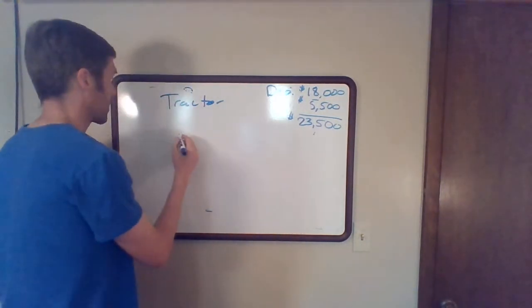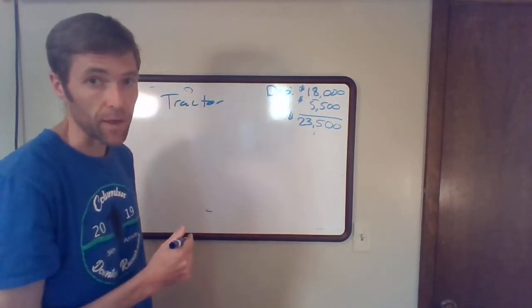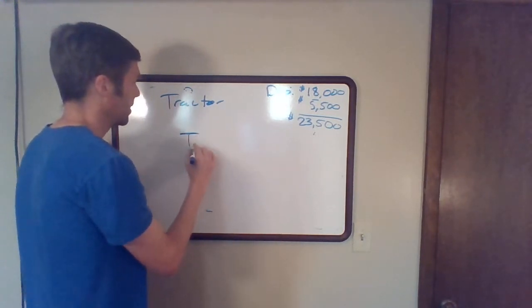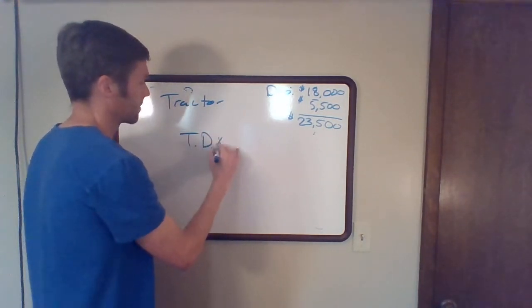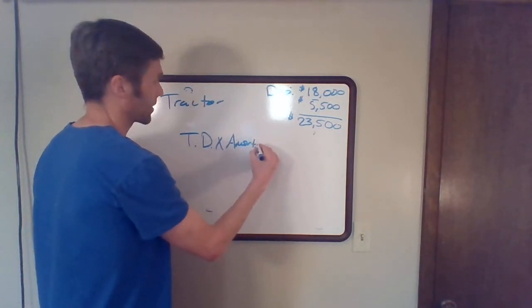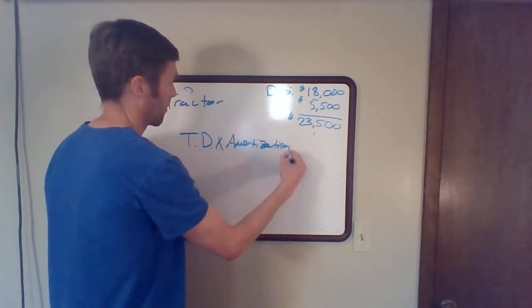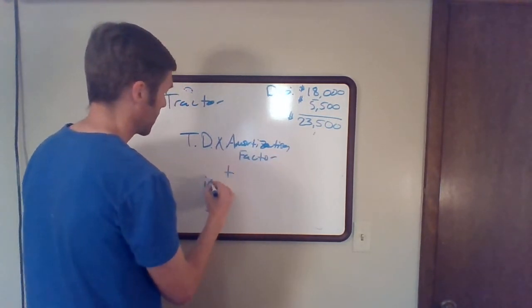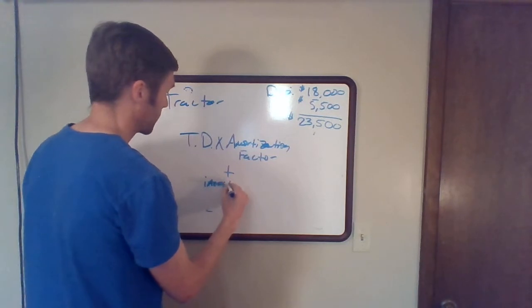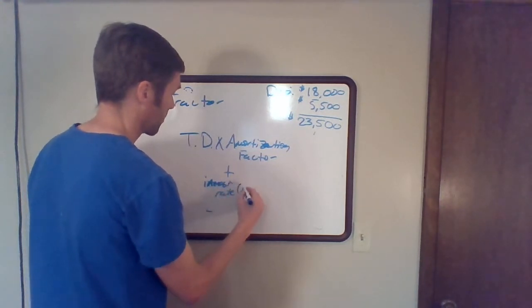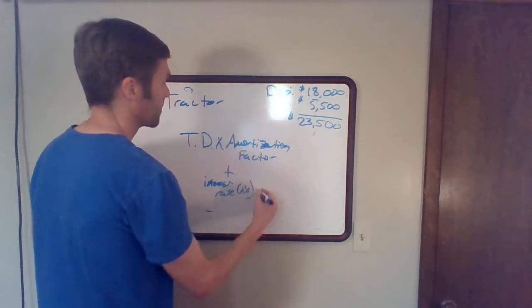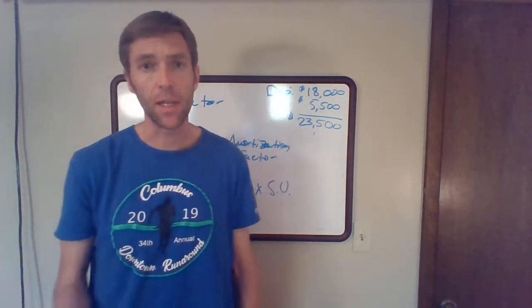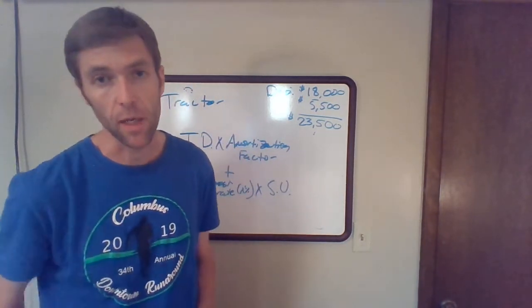So one way that we can do that is by using the capital recovery method. Our annual capital recovery expense each year is equal to my total depreciation times an amortization factor, plus the interest rate times the salvage value. And this is in your textbook in the enterprise budgeting chapter near the end. You can look it up.